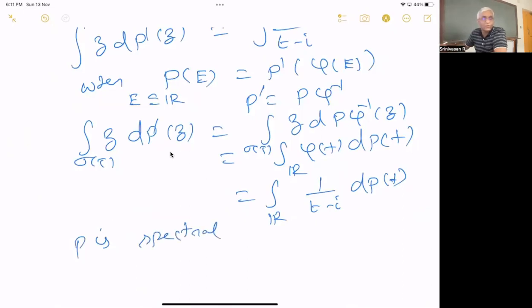I want you to write the whole proof. I'm just sketching the proof. Even if there is a mistake, you do that. That is the assignment. P is the spectral measure.